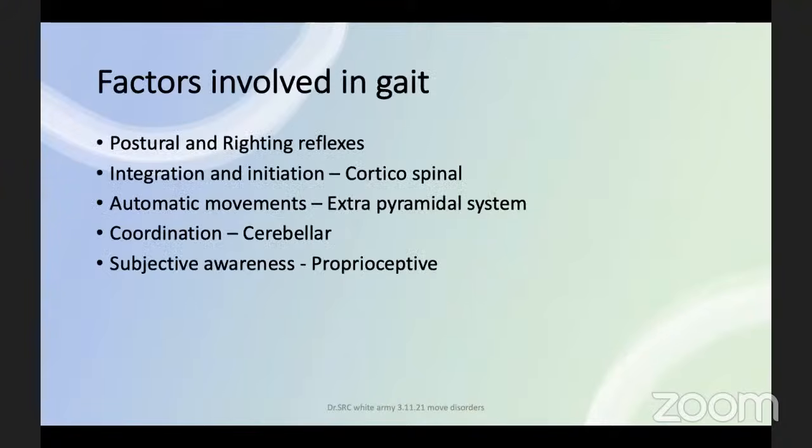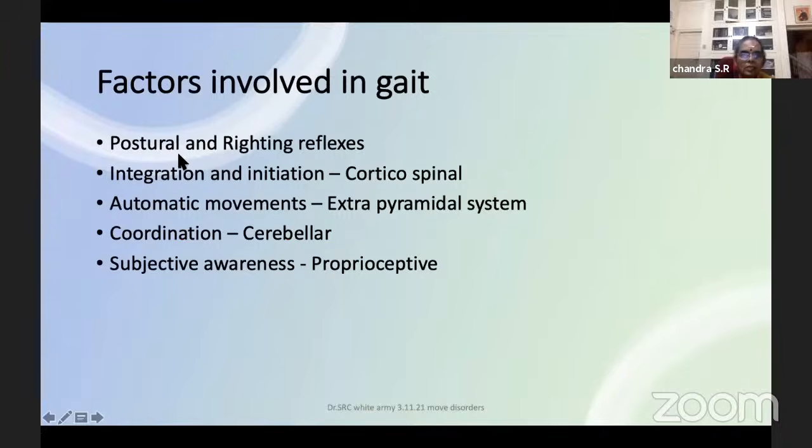So, you got posture, as I told initially, gait involves this. Postural righting reflex, integration and initiation is by the corticospinal tract. Automatic movements are by the extrapyramidal system, that's the rate, range, rhythm, direction, amplitude. Coordination is by the cerebellum. Subjective awareness is proprioception. That is the alien hand. If the awareness, positive cortical tropism is not there, the hand behaves as if it is another individual. That's the video which you saw first.